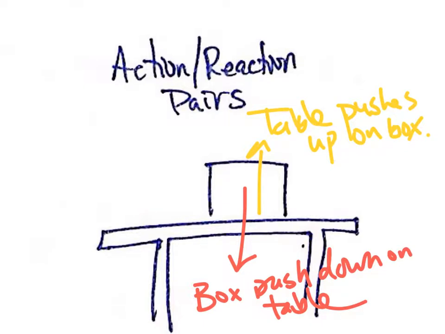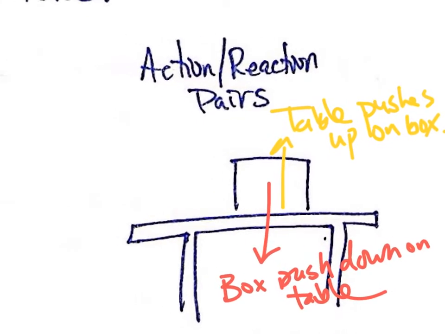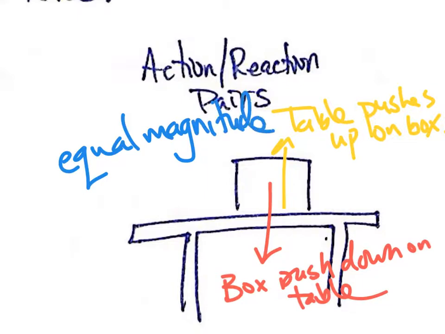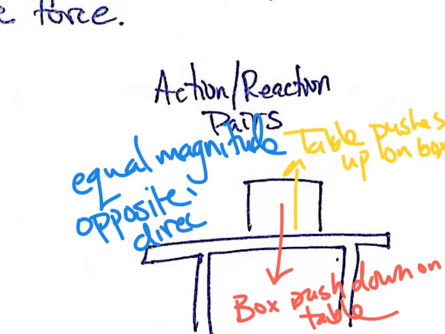And so that's the way things work. When you push on the door, the door pushes back on you, and you can actually feel that. Okay, and they're going to have equal magnitude, opposite direction. That's some good vocab right there. Equal magnitude, magnitude meaning amount. Equal magnitude, opposite direction.